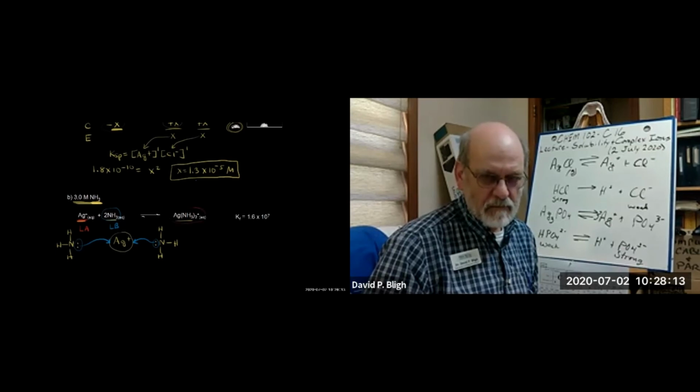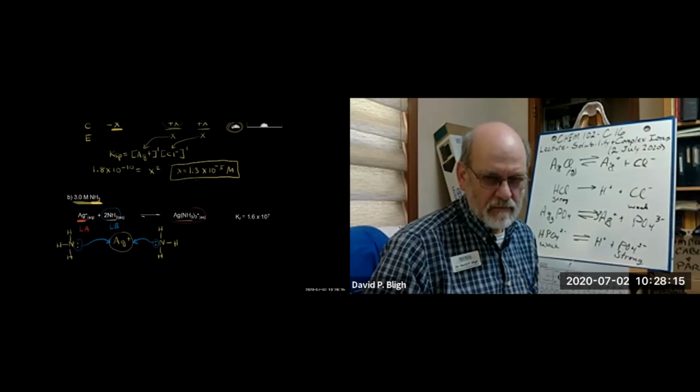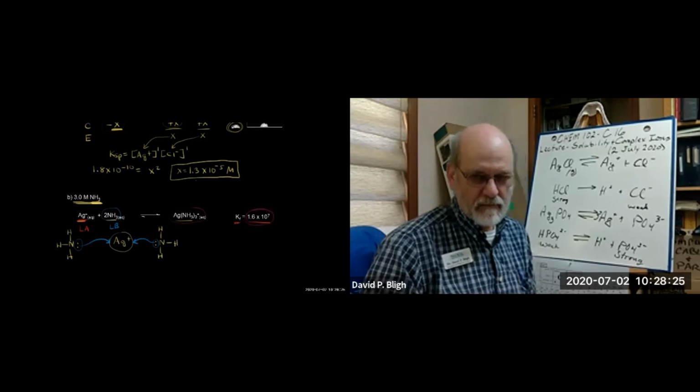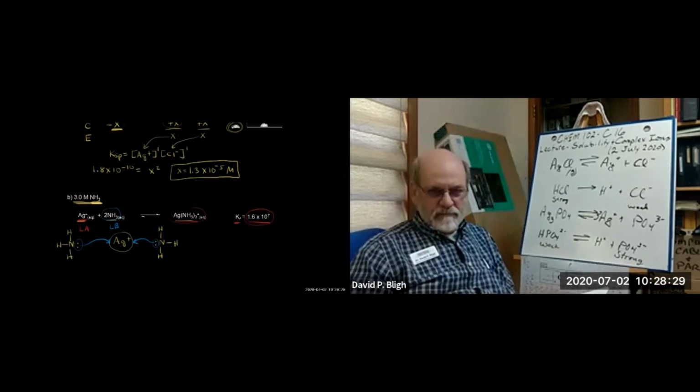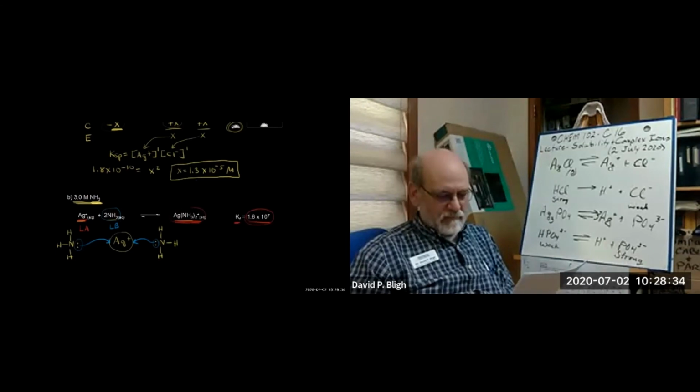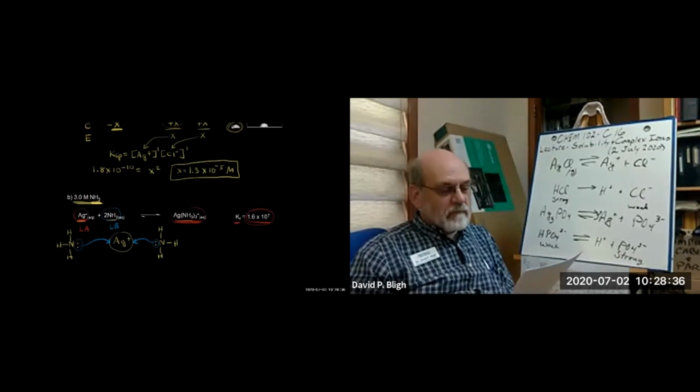And notice the equilibrium constant for this, 1.6 times 10 to the 7th. Kf is called the formation constant. This is a very high value for the equilibrium constant, right? So the equilibrium lies to the right. This is a stable complex ion. So any silver ions that are in solution, if you have ammonia present, ammonia is going to bind that silver ion and essentially remove silver ions from solution.